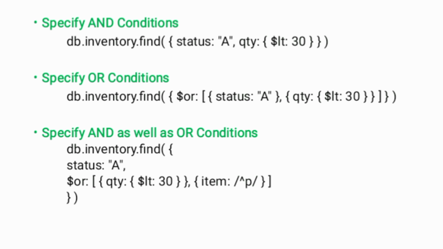Next, we have AND as well as OR conditions. Here in this code, the compound query document selects all documents in the collection where the status equals A and either quantity is less than 30 or item starts with the character P.